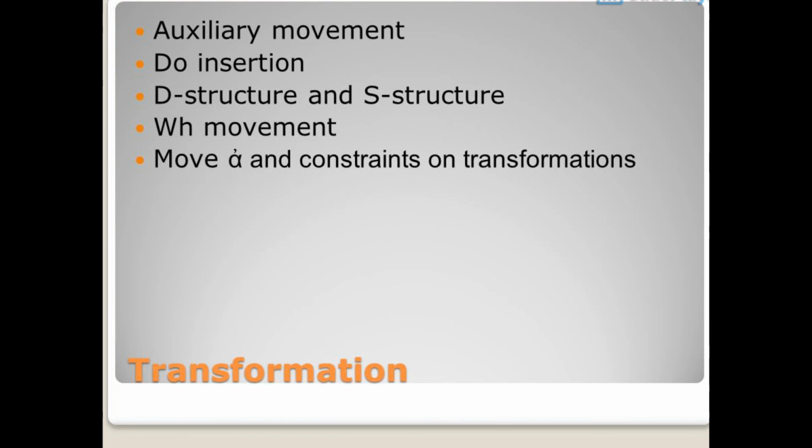Sentences. Transformation: auxiliary movement, do insertion. D structure and S structure. WH movement. Move α and constraints on transformations. Transformation.